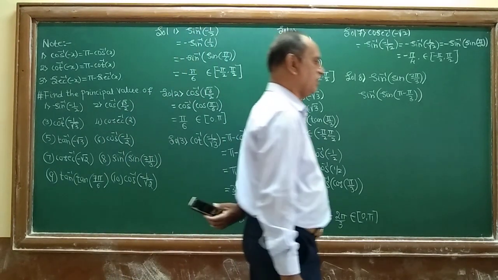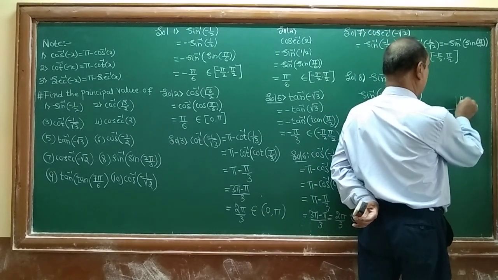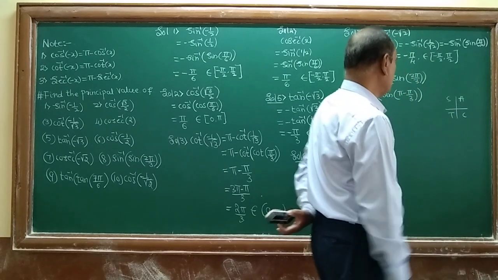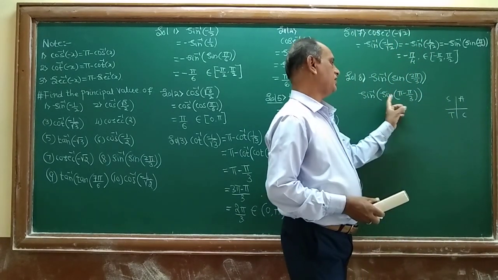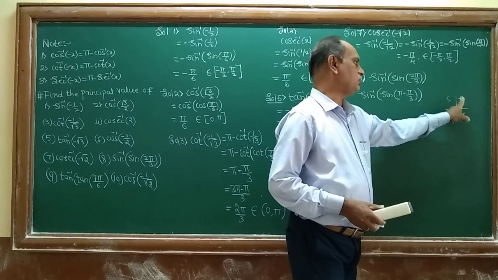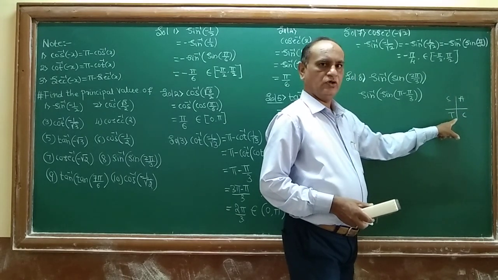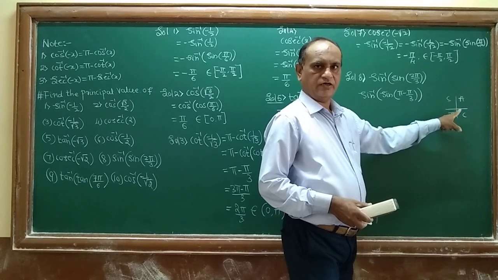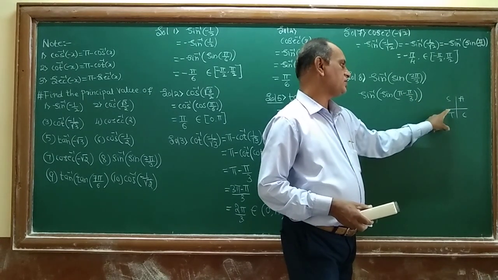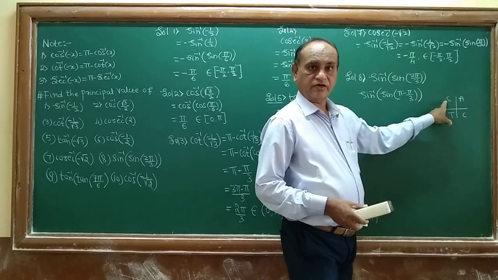Then come to the allied angle in first PUC, that is ASTC, and pi minus theta. Pi minus theta means 0 to 90, 90 to 180, 180 to 270, 270 to 360 degrees. Sine of 180 minus theta means it lies in the second quadrant.